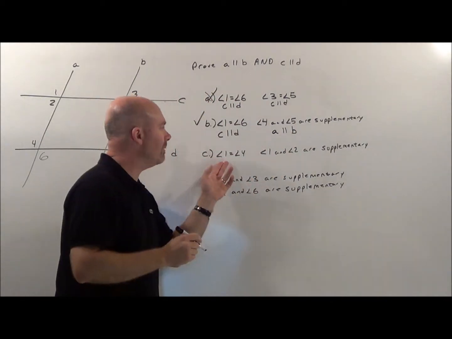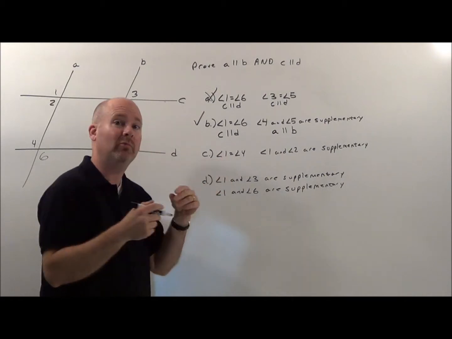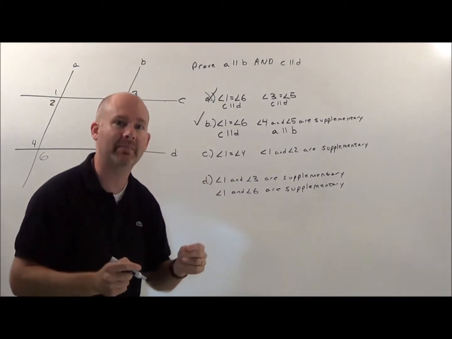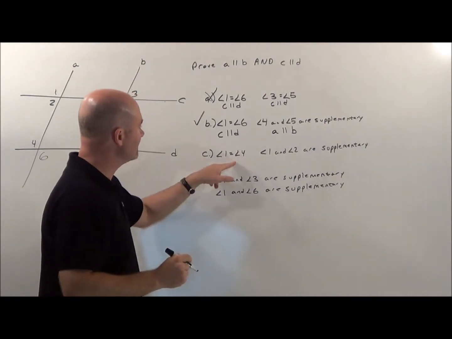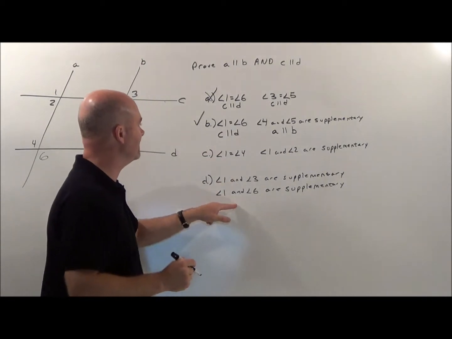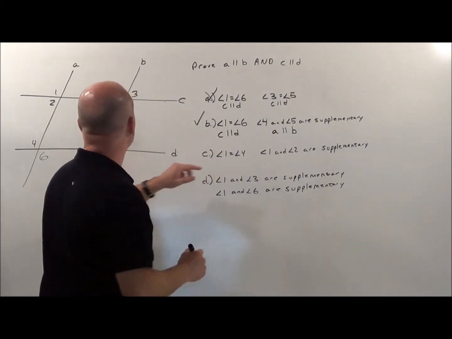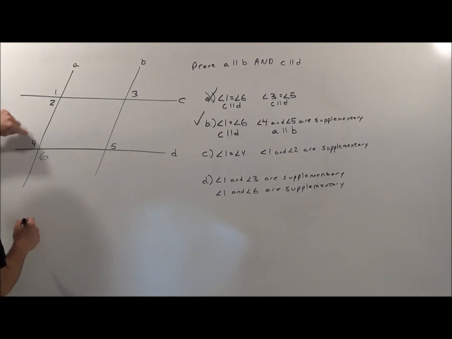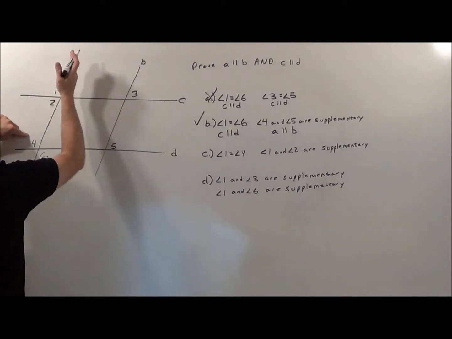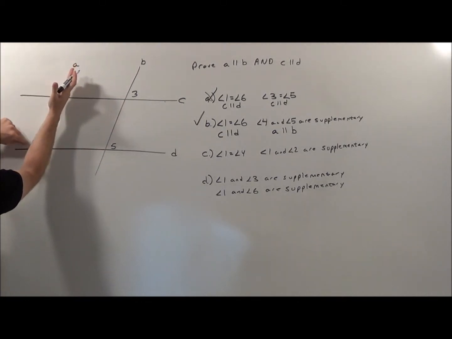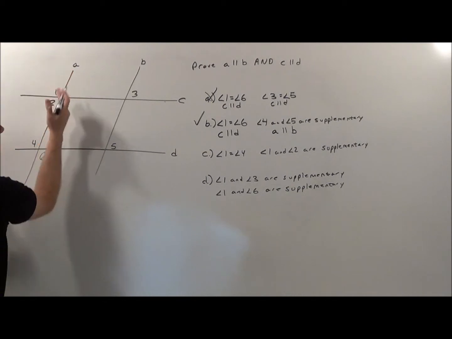But let's go through and double check that maybe they have one of these options where they want us to check every box that proves it. Let's make sure about C and check D. It says 1 is equal to 4. Well, those are corresponding. Since this is a transversal, it'll prove 1 and 4. That'll prove C's parallel to D.